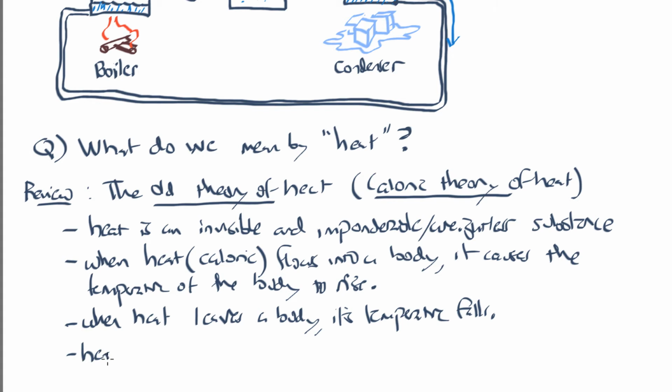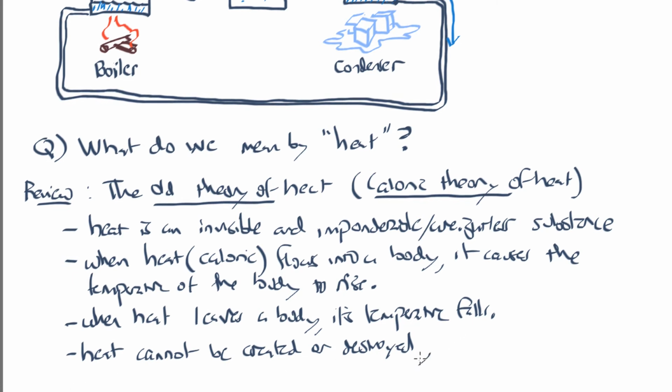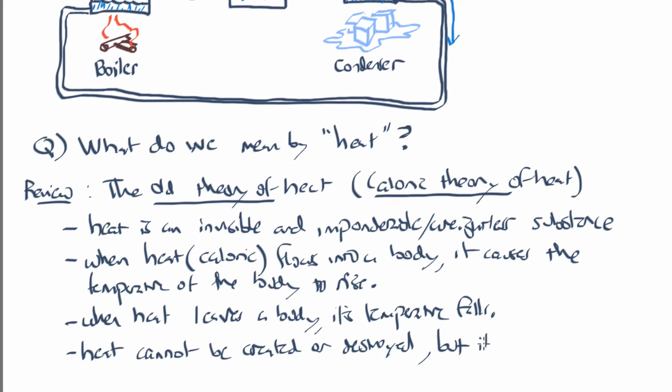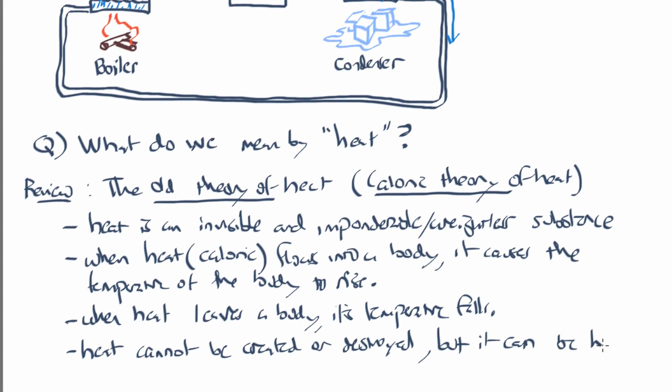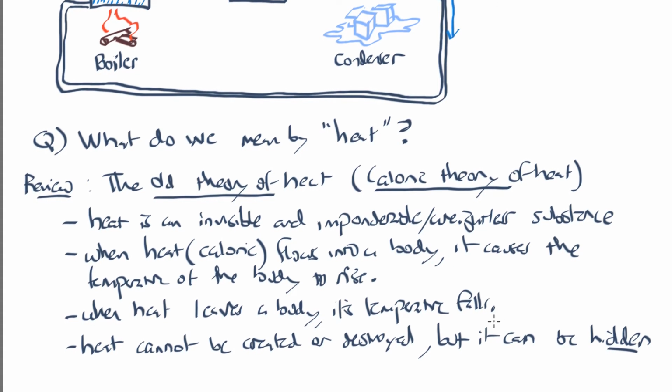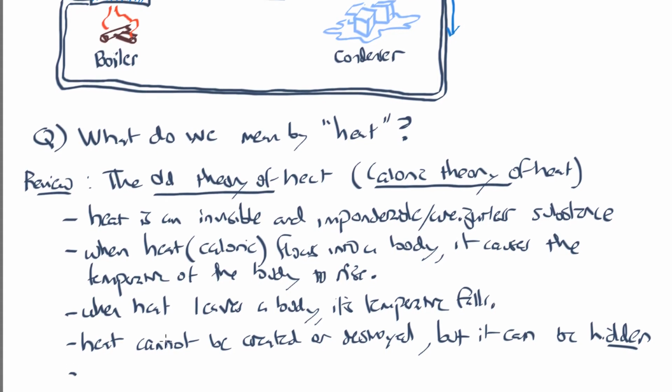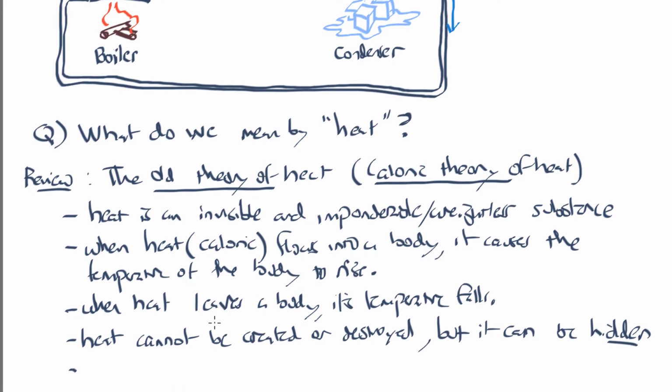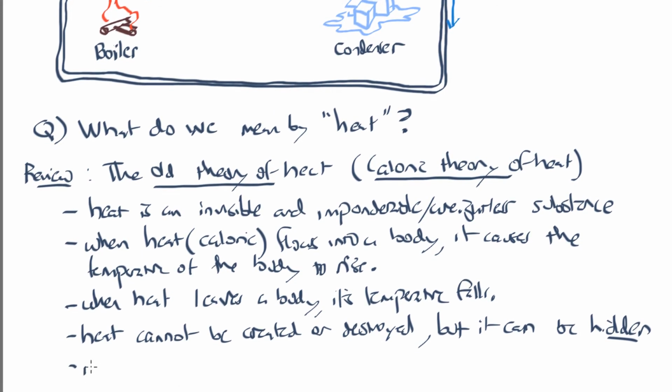Importantly, heat cannot be created, according to this theory, or destroyed. It is an indestructible substance that simply goes from one place to another. And although it cannot be created or destroyed, it can be hidden. What do we mean by that? Why would we think that it can be hidden? Well, in some cases, heat can flow into a body, but the temperature does not rise.